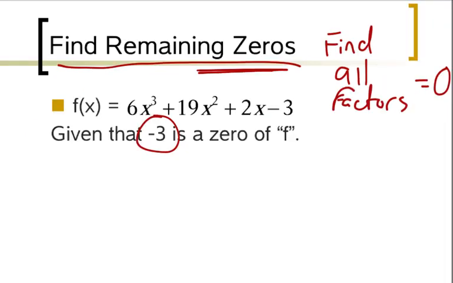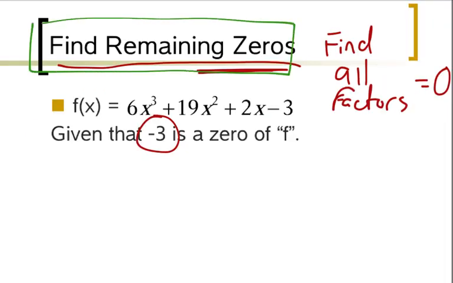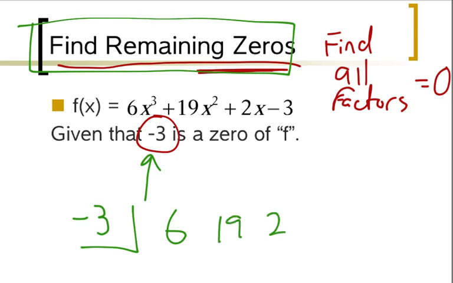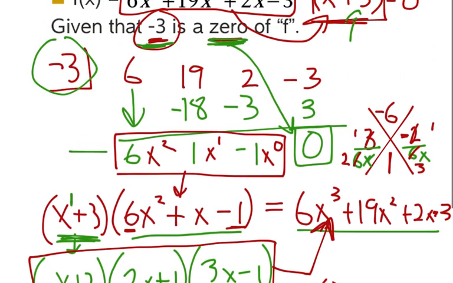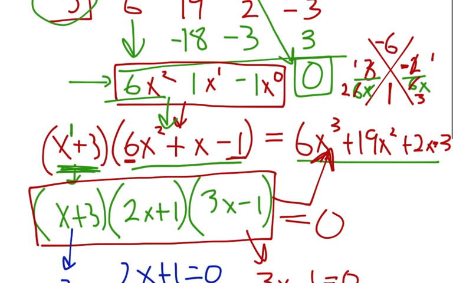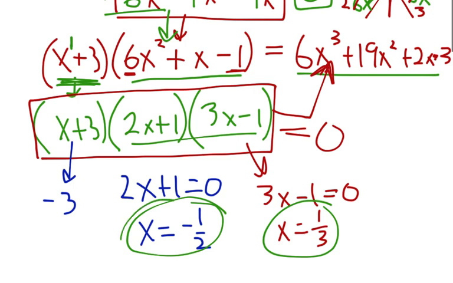Okay? So when you see this type of problem, when it says find the remaining zeros and they give you one of them, it means you need to go through, set up your synthetic division, and do the exact same process I did on the last problem, factoring the result from synthetic division, and then with your factors, set each one equal to 0. Okay? So again, these were my final answers.